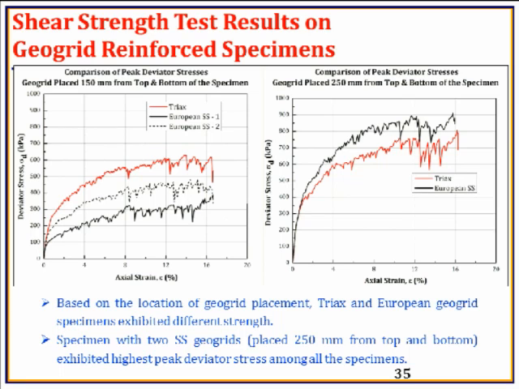So based on the location of the geogrid placement, Tri-ax and European geogrid specimens exhibited different strength. Specimens with 2 geogrids exhibited the highest peak deviator stress among all the specimens. But what's the reason?